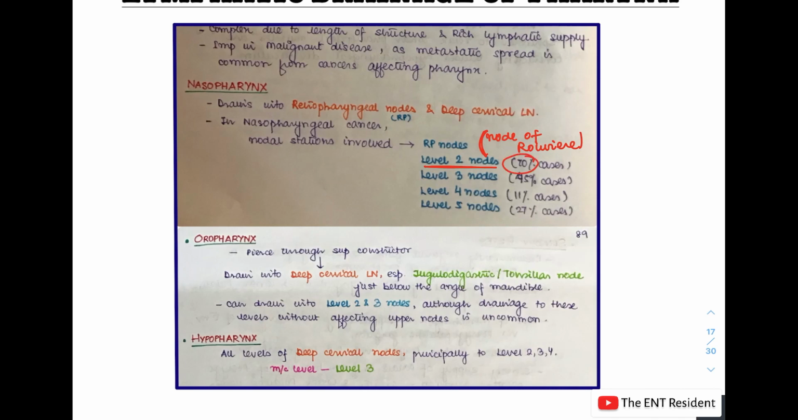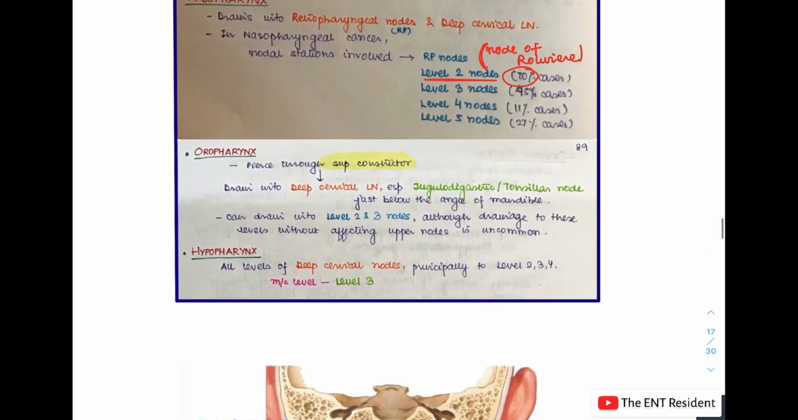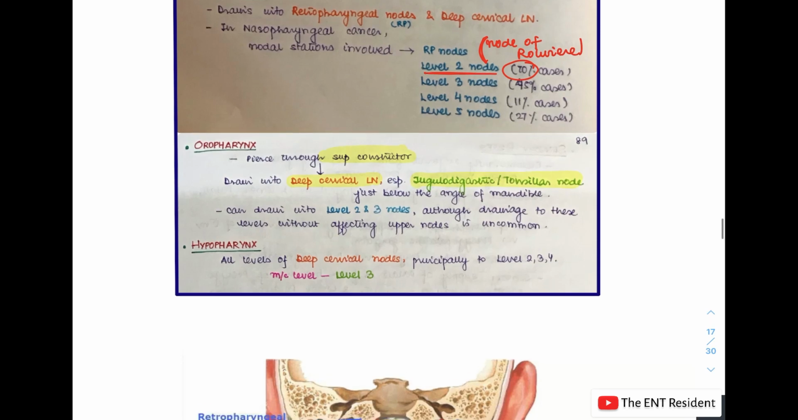Other than that, level 3 is involved in 45% of cases, level 4 in 11% of cases, and level 5 in 27% of cases. Next, in the oropharynx, the lymphatic vessels pierce through the superior constrictor muscle, and after that they drain into the deep cervical lymph nodes, especially the jugulodigastric or tonsillar node, which can be palpated 1 centimeter below and behind the angle of the mandible.